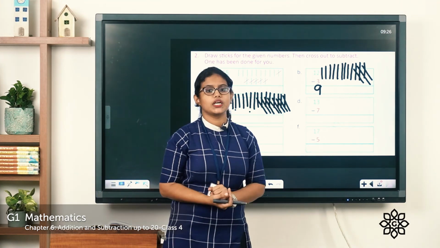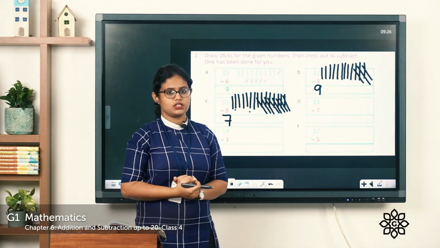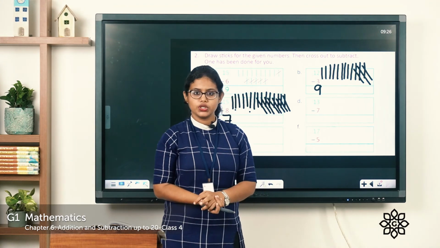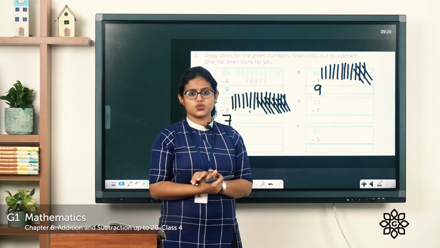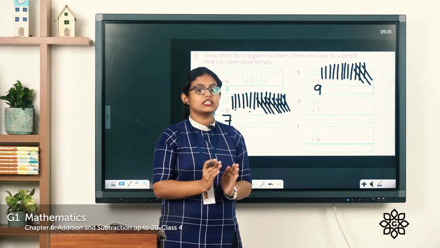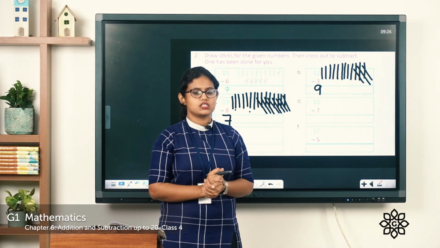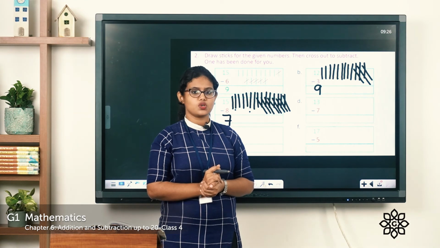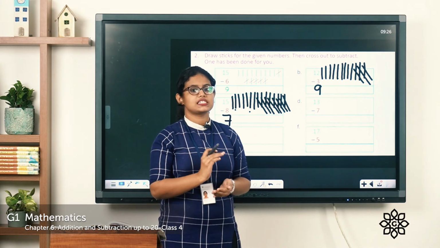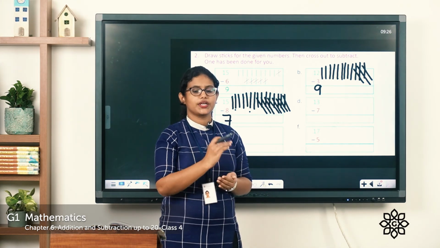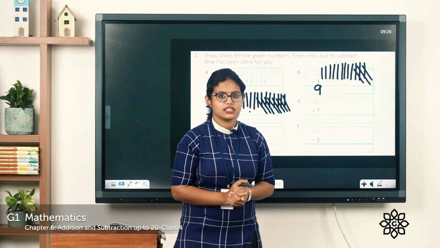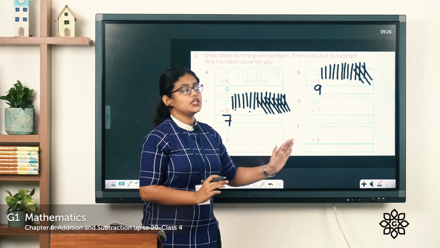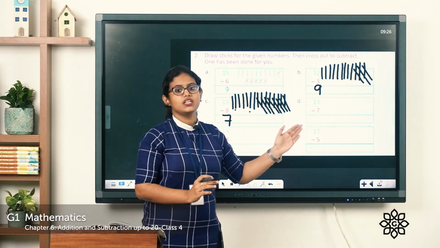So likewise, you can do the rest of the questions. 13 minus 7. What do you need to do here? You need to take away 7 from 13. So how many sticks do you need to draw? You need to draw 13 sticks. From 13 sticks, you need to cross out 7 sticks. Then you can count the remaining sticks and write the answer here. Likewise, you can do the rest of the 3 questions.